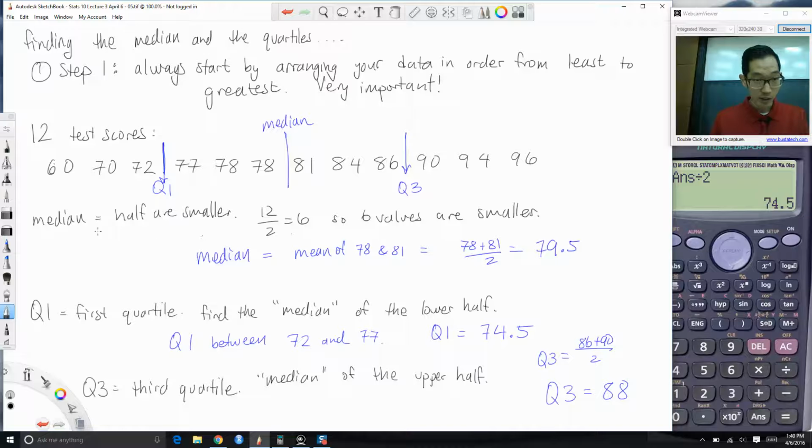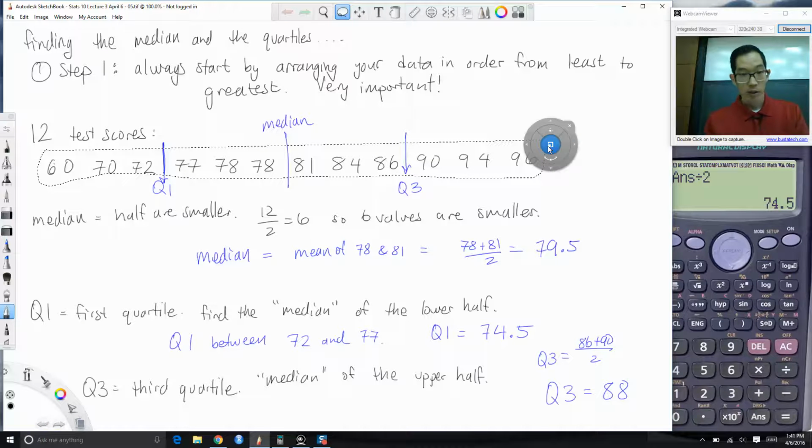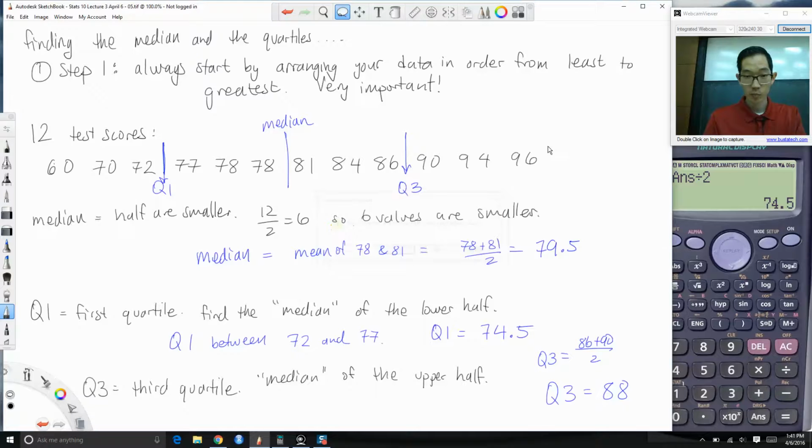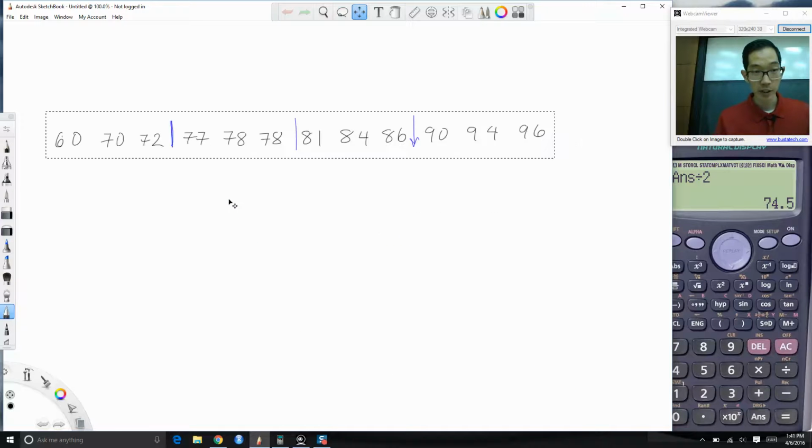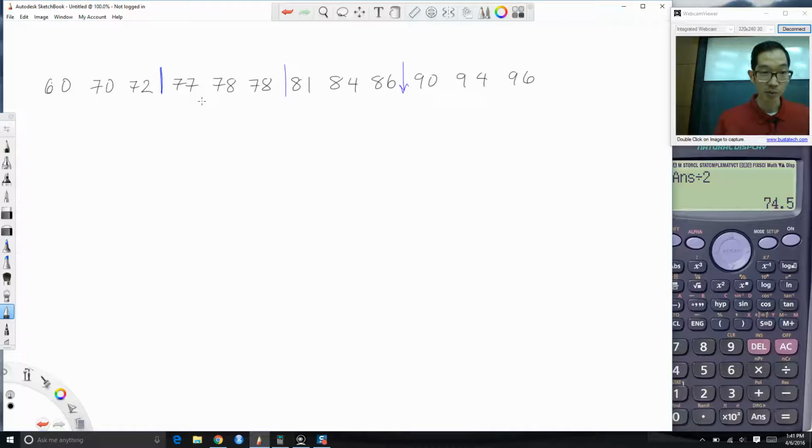So let me see if I can copy these here. Now I'm going to pretend I have 15 test scores, but I'm going to erase these blue lines here. I'm going to just add 3 more test scores. We'll stick on 57 and 97 and 100. Now I have 15 scores.